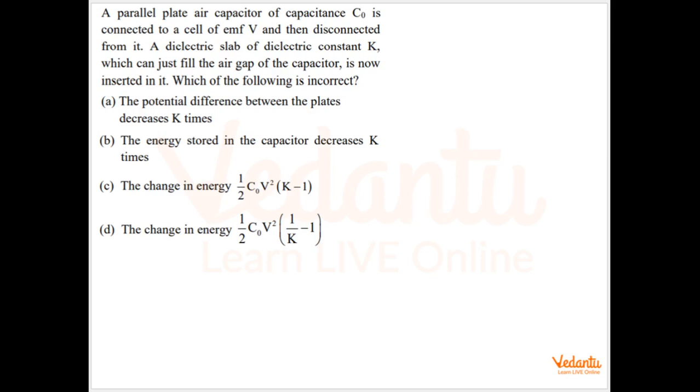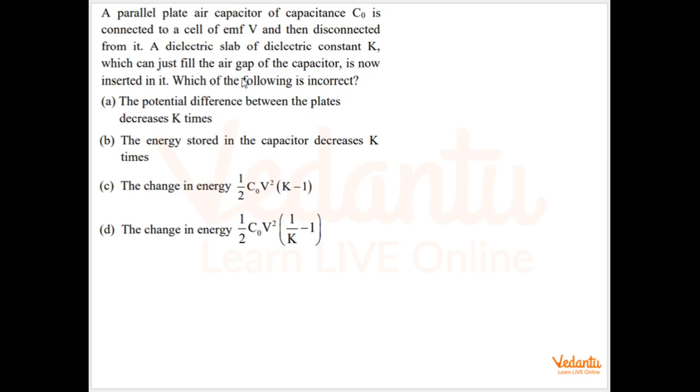In this question, a parallel plate air capacitor of capacitance C0 is connected to a cell of EMF V and then disconnected from it. A dielectric slab of dielectric constant K, which can just fill the air gap of the capacitor, is now inserted in it. Which of the following is correct?